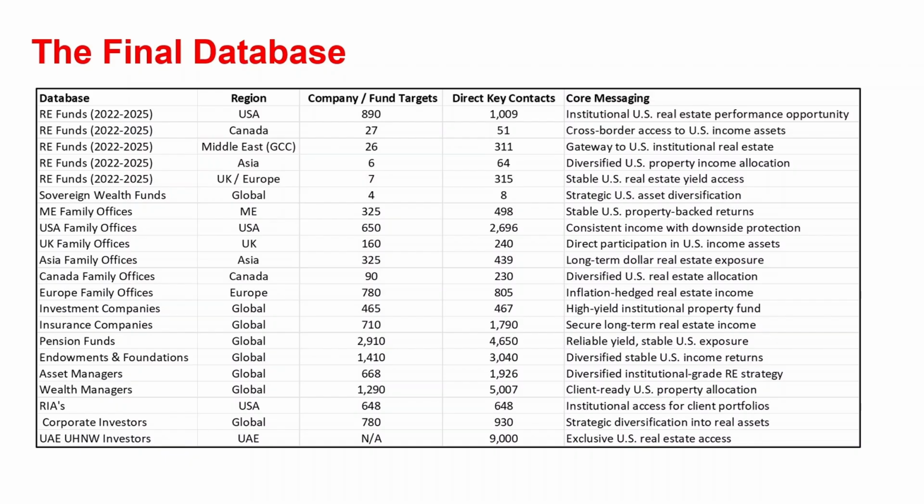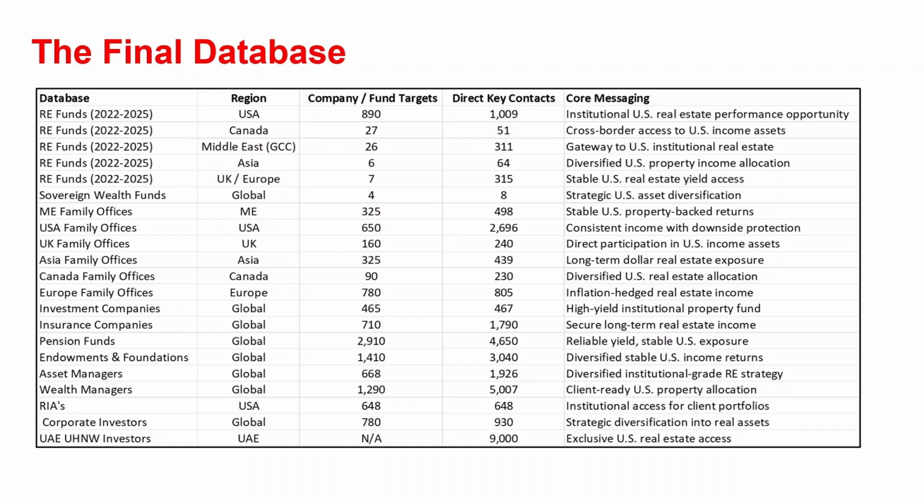So you can see that I've got real estate funds in there. These are 2022 to 2025. These are groups that have already raised the capital in many cases, and they're ready to deploy it, all the way up into 2029, so that it has a long runway. We look pretty well global: USA, Canada, Middle East, Asia, UK, and Europe. I also have sovereign wealth funds in here.